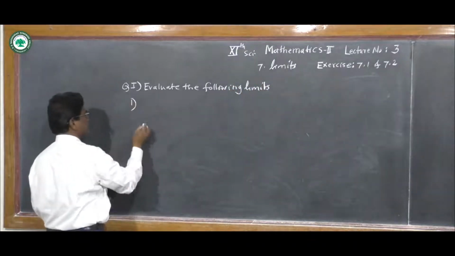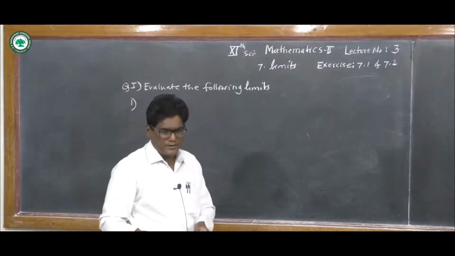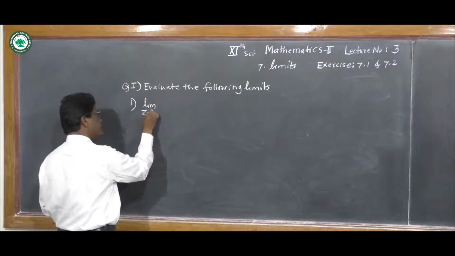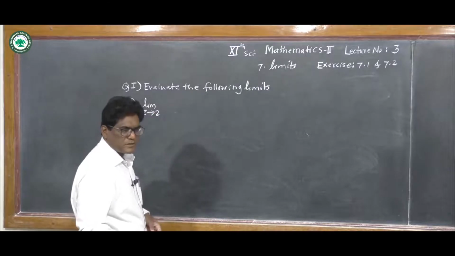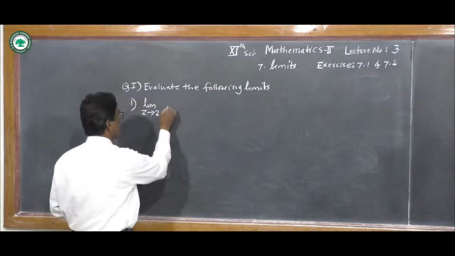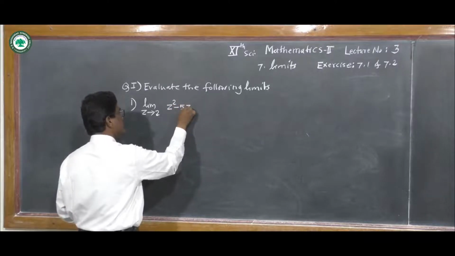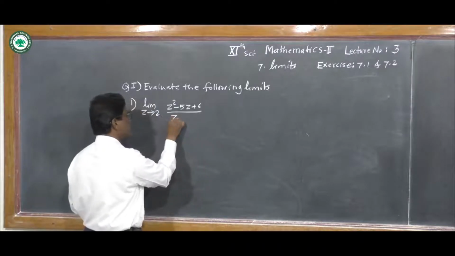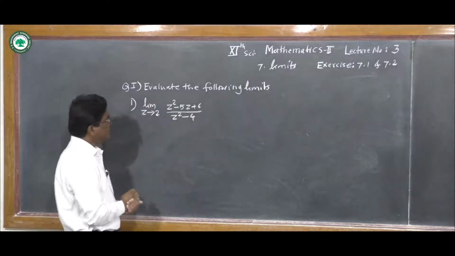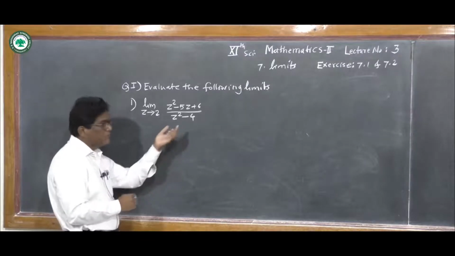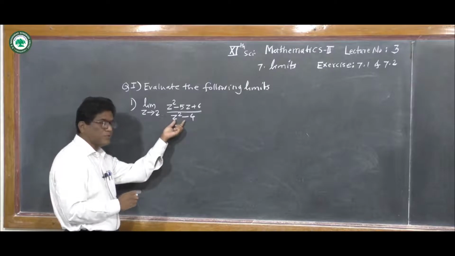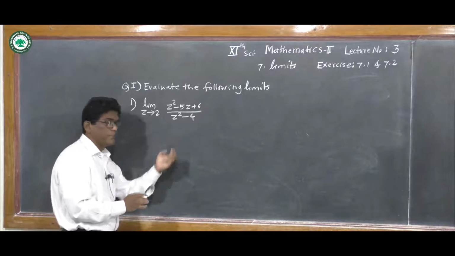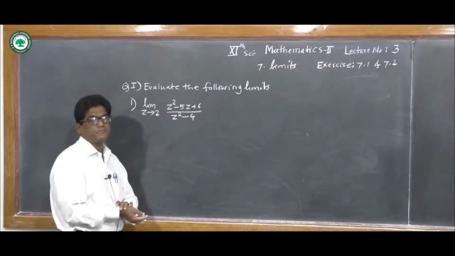First example, limit z tends to 2, z square minus 5z plus 6 divided by z square minus 4. Now see here, our rule is whether denominator is 0. If denominator is 0, then we have to solve this problem. We have to use formula, or by any other method we have to remove that difficulty where denominator is 0.